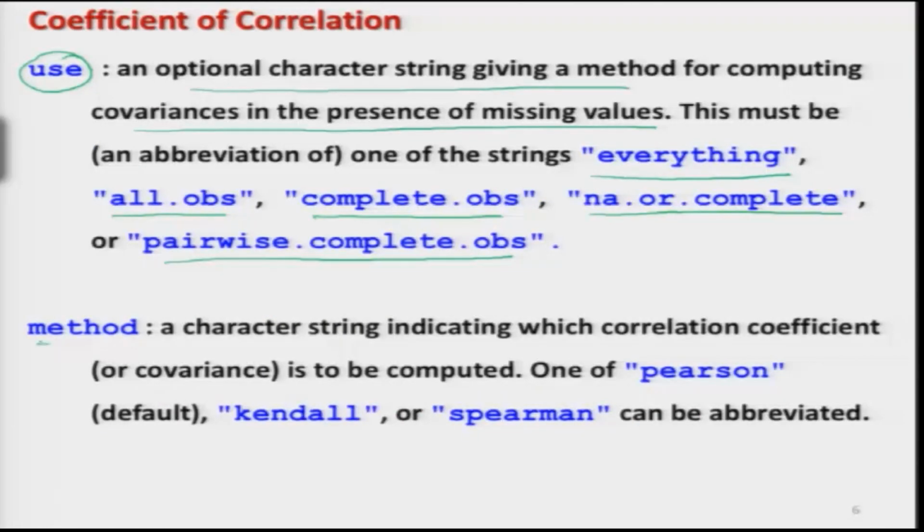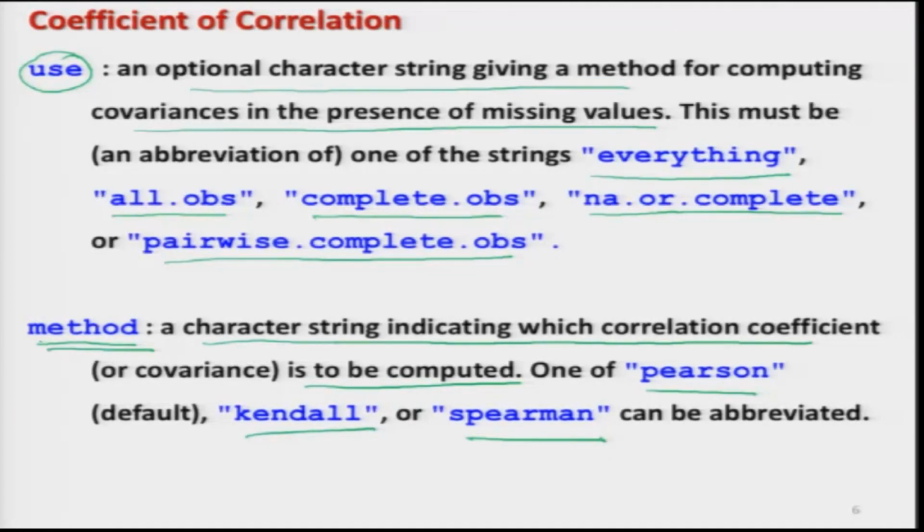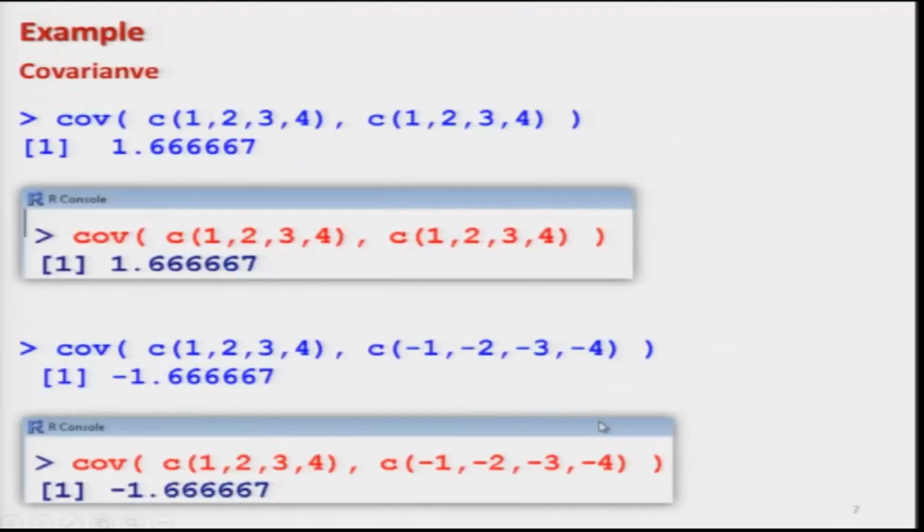And this method is mentioned here in the next slide. That method gives us a characteristic indicating which correlation coefficient or covariance is to be computed, say Pearson, Kendall, or Spearman. This has to be abbreviated inside the method. Okay, and the default will be Pearson. Now, I try to illustrate this first with some examples.